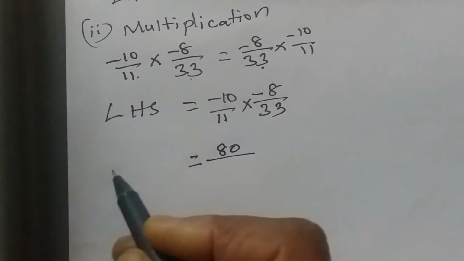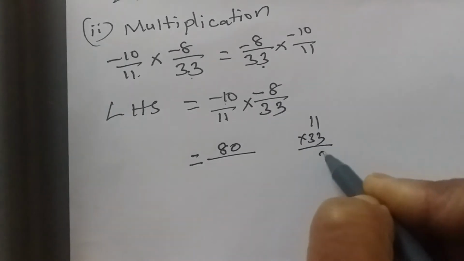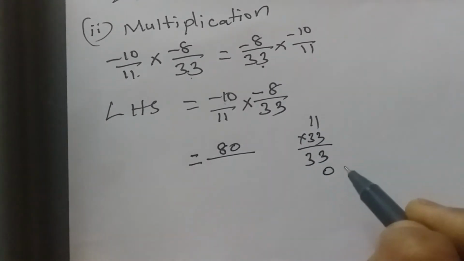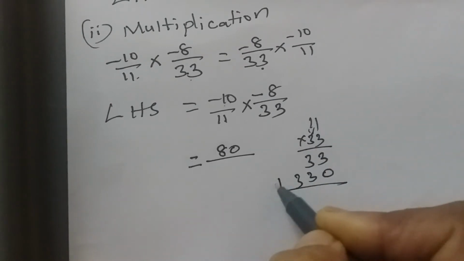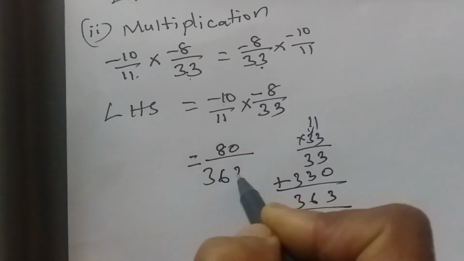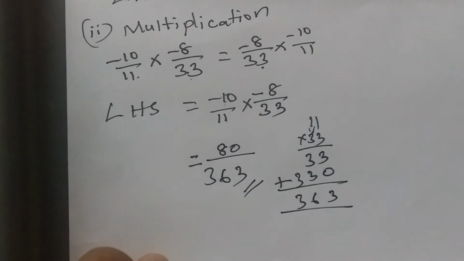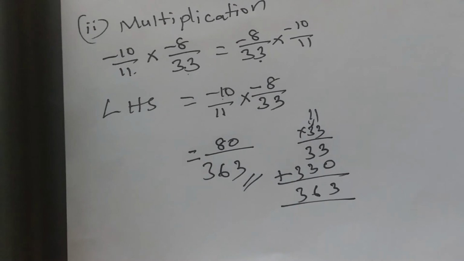Let's multiply. What is 11 into 33? 3 ones are 3, 3 ones are 3. Below the first number, 0 in the second step. 3 ones are 3 and 3 ones are 3. Add them: 3, 6, 3. So it is 363. 80 by 363 is the LHS. Now let us check the right hand side and see what answer we are getting.